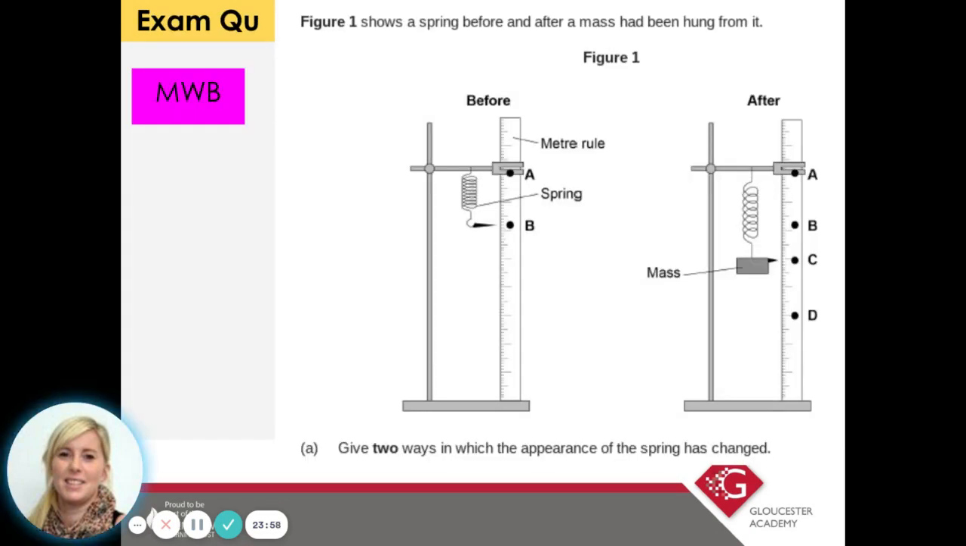Okay. So let's have a look at some quick exam questions then. So you need your mini whiteboard. So pause the video if you need to go and get it. And let's have a look at some questions. So the first question here is actually at the bottom of the screen.